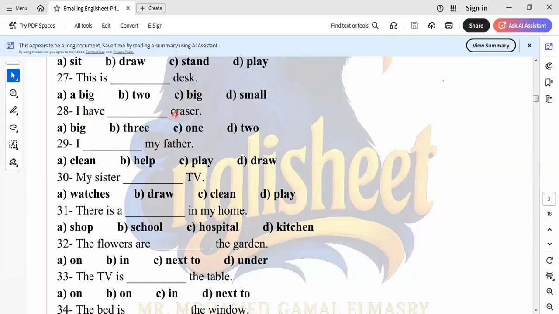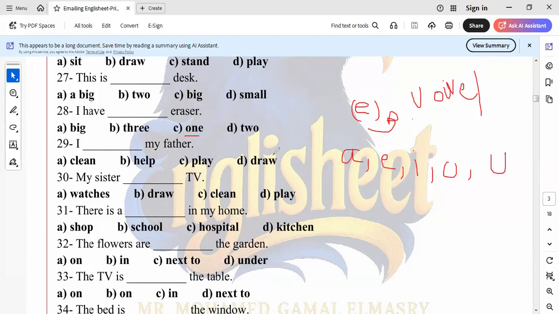I have an eraser. Can you remember, here it will be "an eraser". So if we have "a" or "an", "an" is used because E is from the vowel sound. I would like to remind you that the vowel sounds are A, E, I, O, and U.